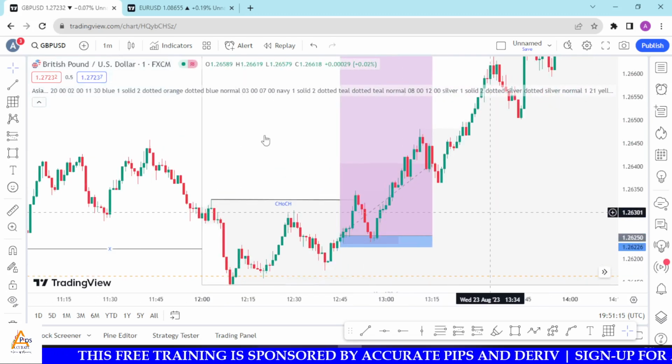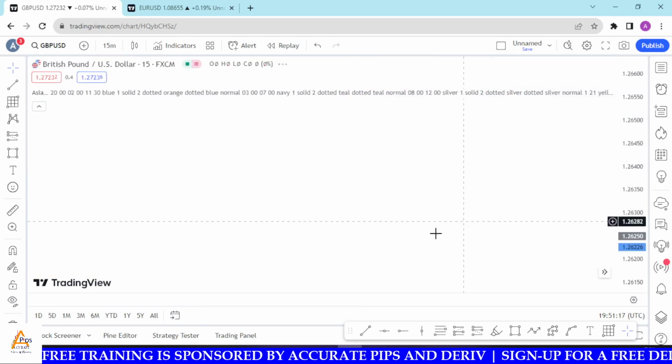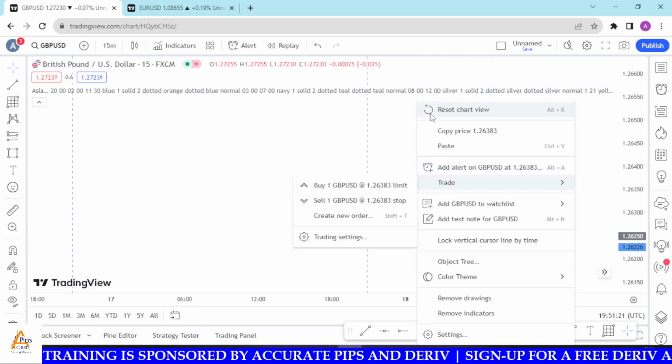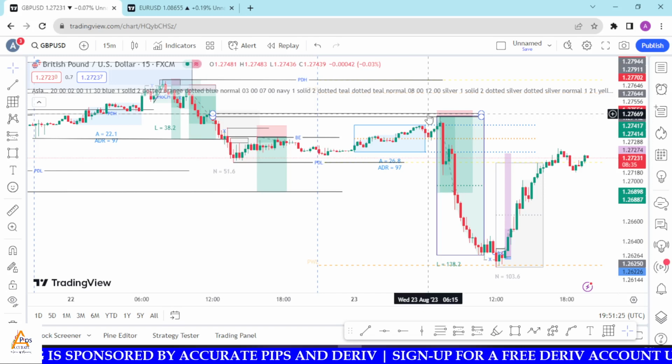So mine is to make my trade and then allow my trade to run. So this is how we use the session liquidity alongside with other liquidity methods that we have learned so far.